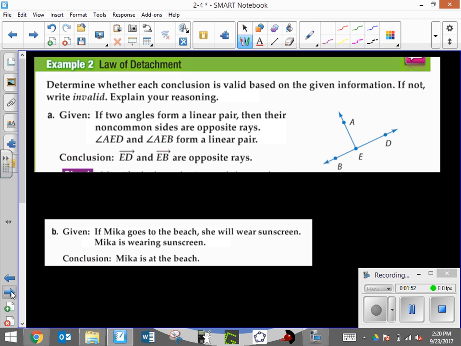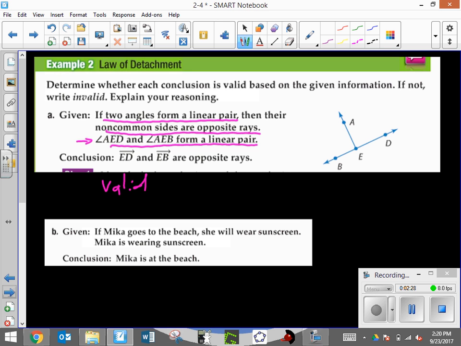Our specific example that they give us: angle AED and AEB form a linear pair. Notice how this fits very close to the hypothesis of what was given to me. Then I should be able to draw out a valid conclusion. The conclusion that they make is ED and EB are opposite rays, which is exactly what the conclusion states up here from what was given to me. So therefore, we can say that this is valid. That's the first one.